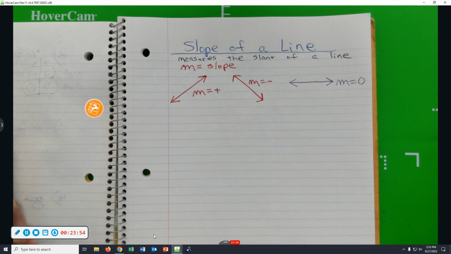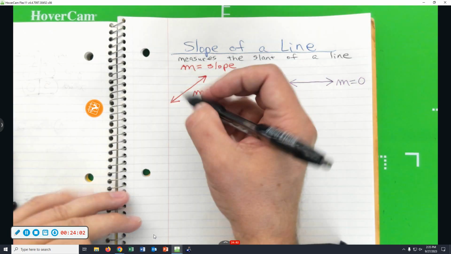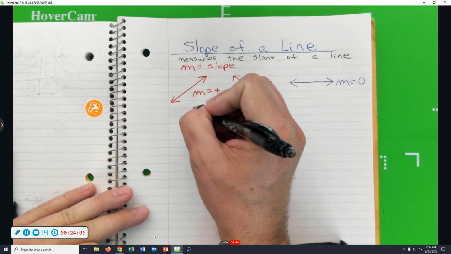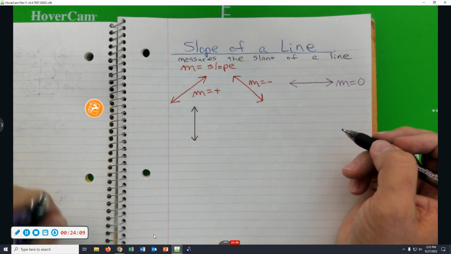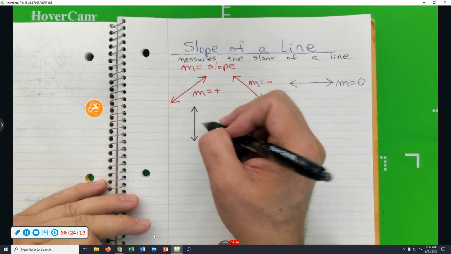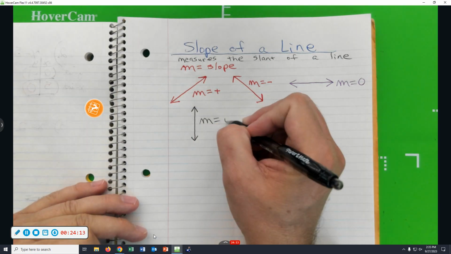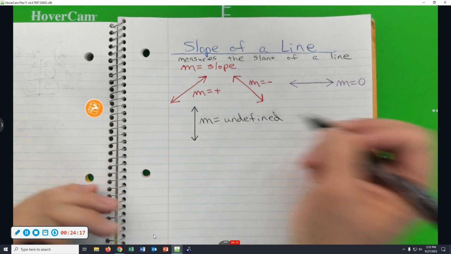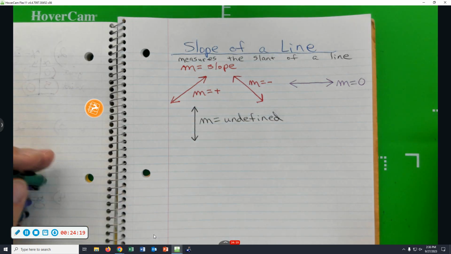There's one other type of line. What is it? A vertical line. When we talk about a vertical line, it's meaningless to talk about the slope. We say that the slope is undefined. We'll see more about this in a moment.